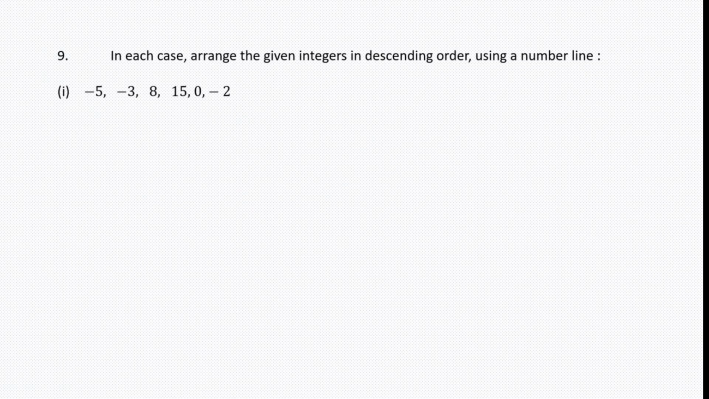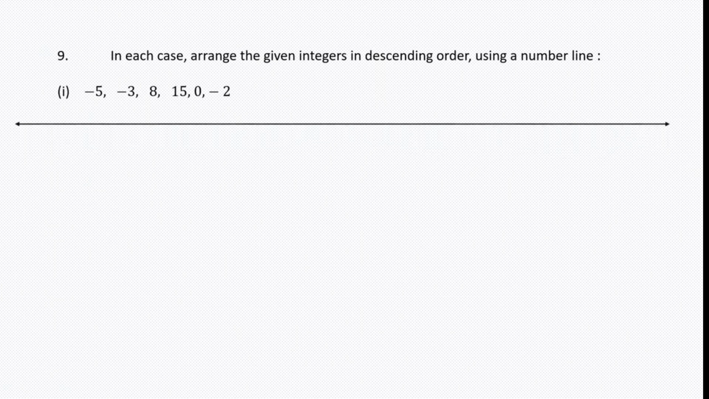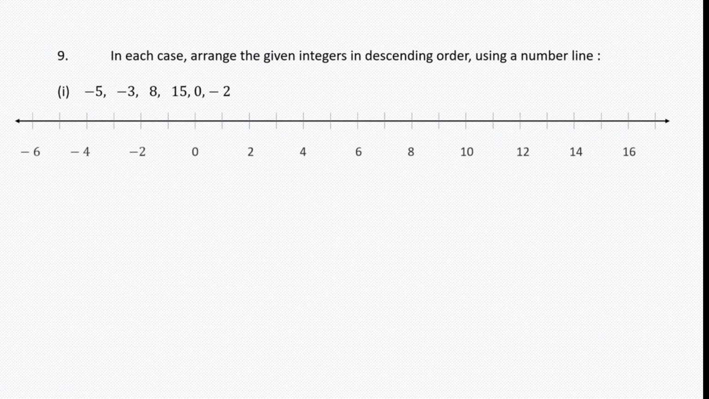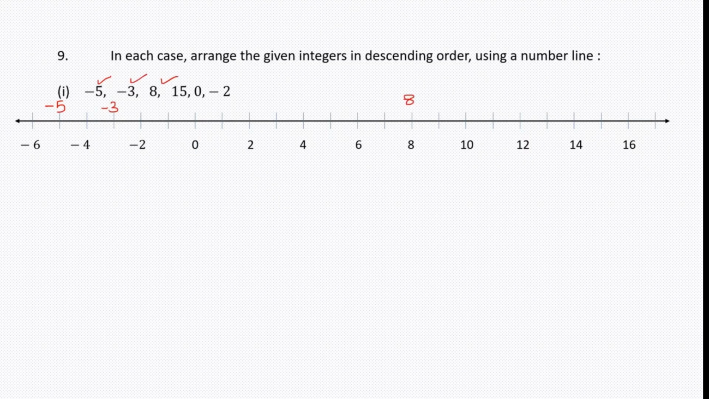In each case, arrange the given integers in descending order using a number line. Now it's descending from big to small. So number line, mark everything, put your numbers. Let's get the numbers in order. Minus 5 is here. Minus 3, 8 is on the right side. 15 is also on the right side. It's between 14 and 16. 0 is here. Minus 2 is on the left side.